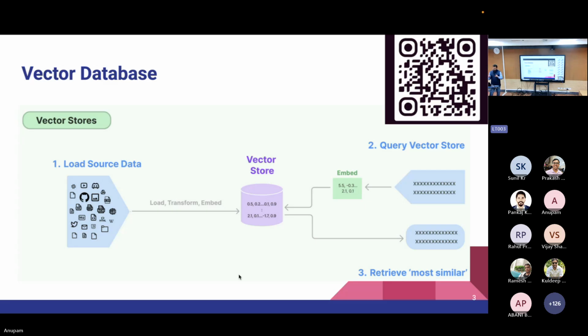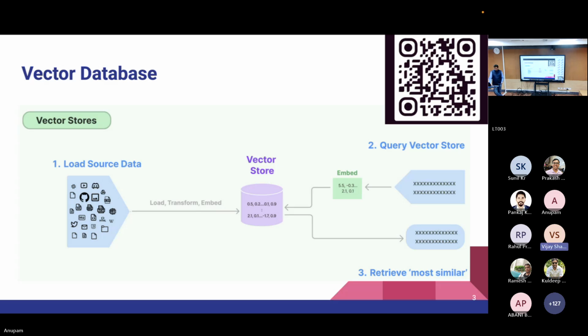But from an architecture point of view, are there any questions? What is the context? How are we retrieving it? What is the embedding? What is a vector? If those things are clear, then we can move forward.